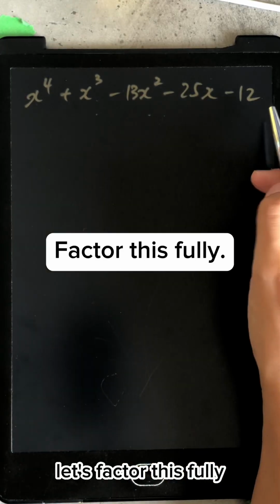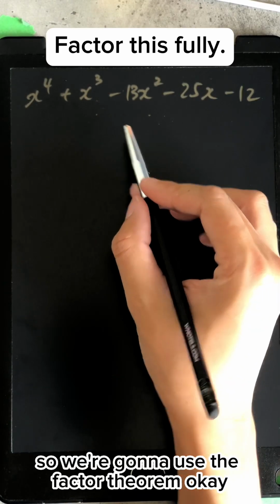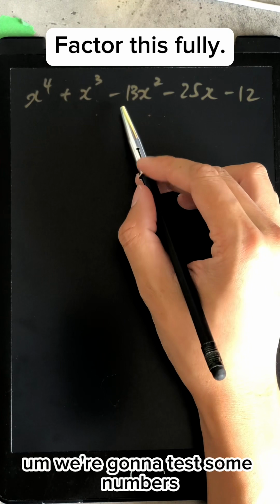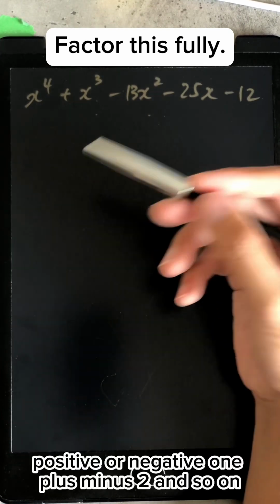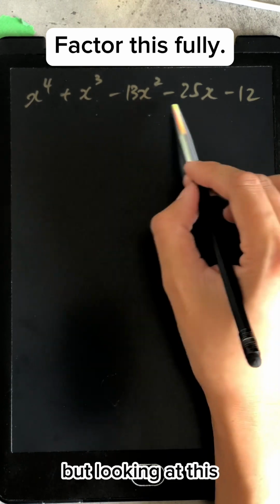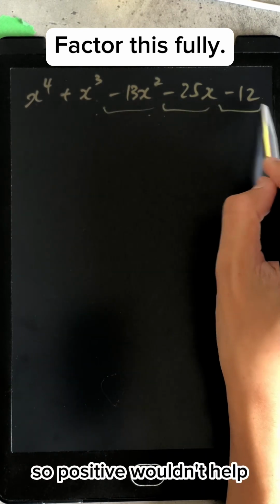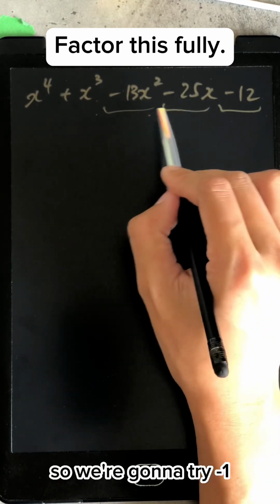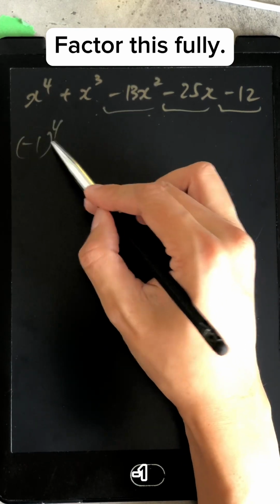Let's factor this fully. So we're going to use the factor theorem. We're going to test some numbers, positive or negative 1, plus or minus 2, and so on. But looking at this, these are all negative, so positive wouldn't help. So we're going to try negative 1.